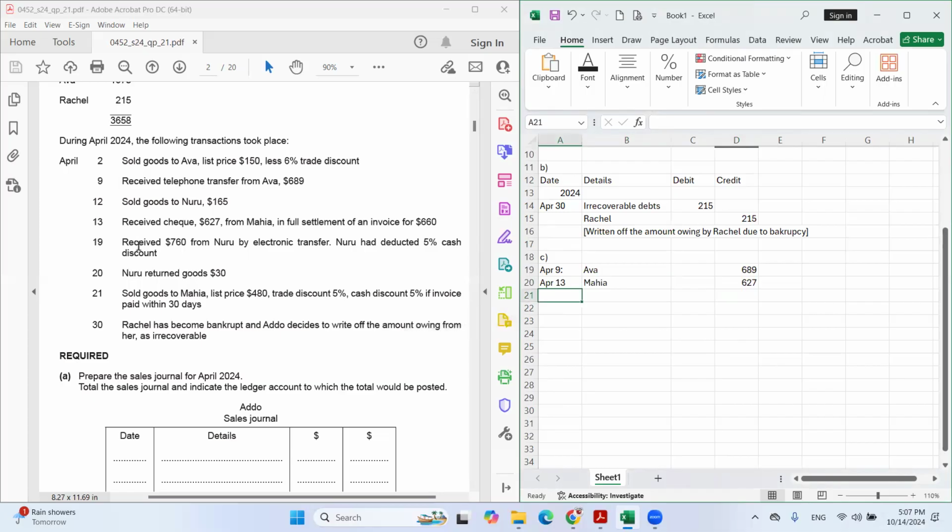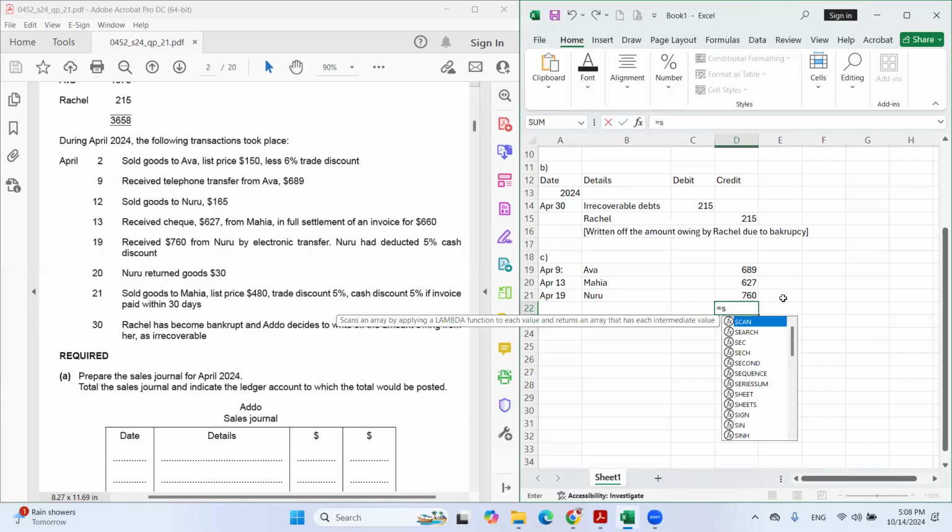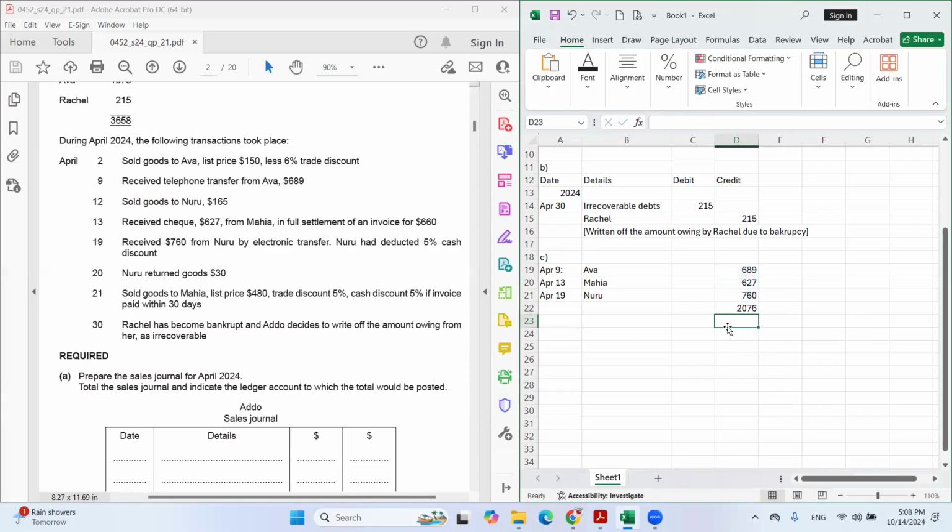The next one, received 760 from Nuru by electronic transfer. Nuru has deducted 5%, a 5% cash discount. Later, if the question asks for calculating the discount allowed, then we have to calculate it. So April 19, and then put in Nuru 760. Okay, the next one, there is no other transaction related to money received. Then we just calculate the total. So this is the total amount that we receive.